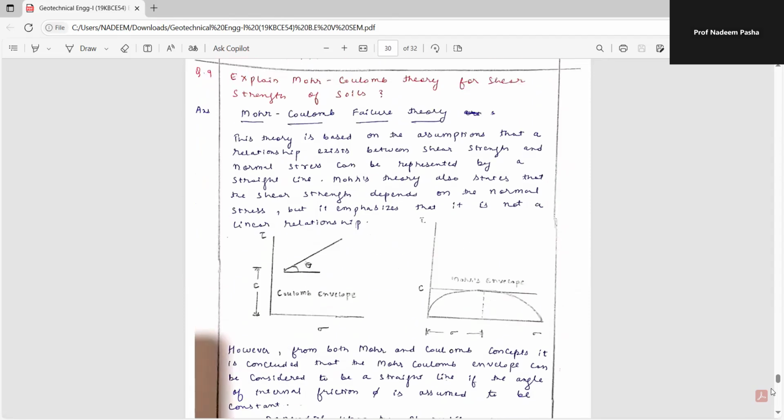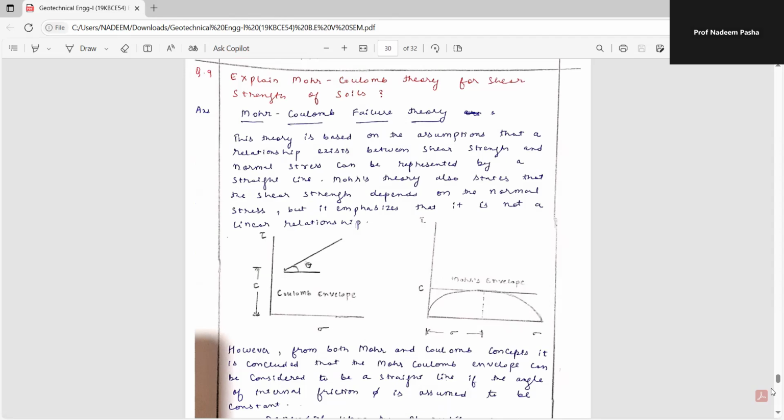So explain Mohr-Coulomb's theory for shear strength of soil. Mohr-Coulomb's failure theory is based on the assumption that the relationship between shear strength and normal stress can be represented by a straight line. Mohr's theory also states that shear strength depends on the normal stress, but it emphasizes that it is not a linear relationship.